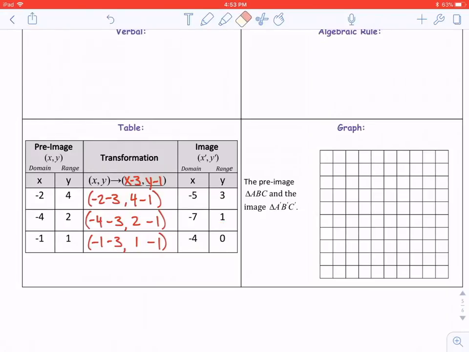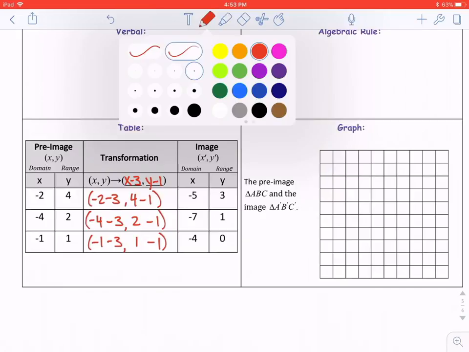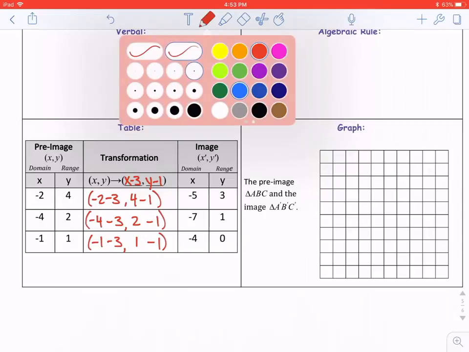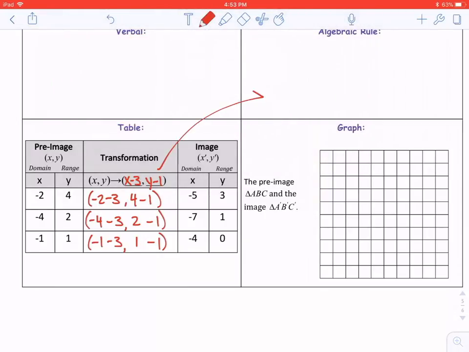So let me clean up the table a little bit. So just like in previous problems, let's go in a different order this time. Let's actually go from the table to the algebraic rule for now. So we can go ahead and write our rule. For every value of x and y, it was translated so that for every x value, we subtract 3 because it's going to the left 3. And for every y value, it went down 1, so we subtract 1. Alright, so we're done with the algebraic rule.